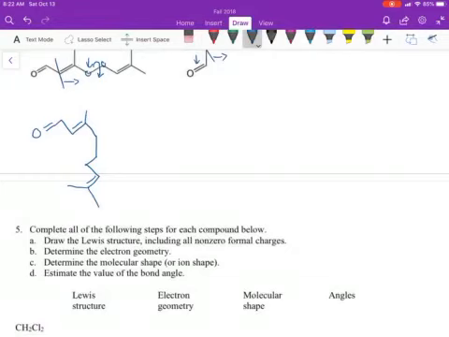Let's count this. We have 1, 2, 3, 4, 5, 6, 7, 8, 9, 10, 11. Gosh dang it. That means I drew in one too many bonds, and see, that's a good way to check.